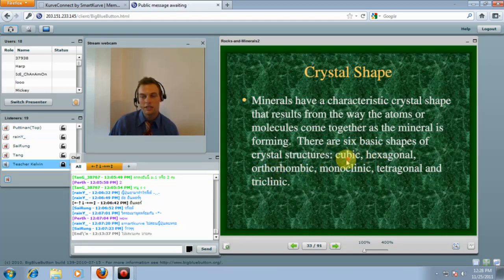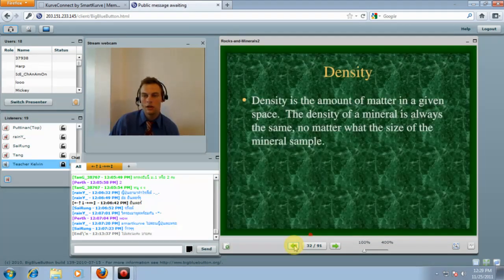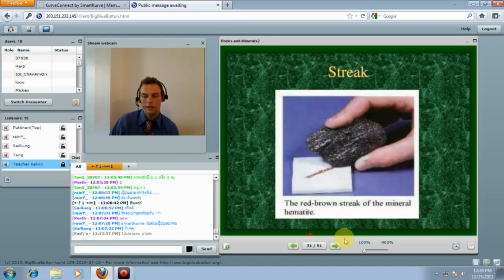But cubic is kind of self-explanatory. Hexagonal, same. These are very obscure. Just know that they're kind of organized geometric shapes, and they all contribute to the crystal structure and the different crystal shapes of different minerals. So yeah, we'll continue with this more later.